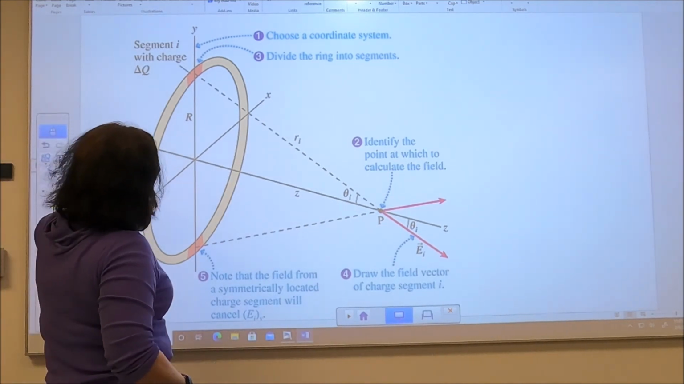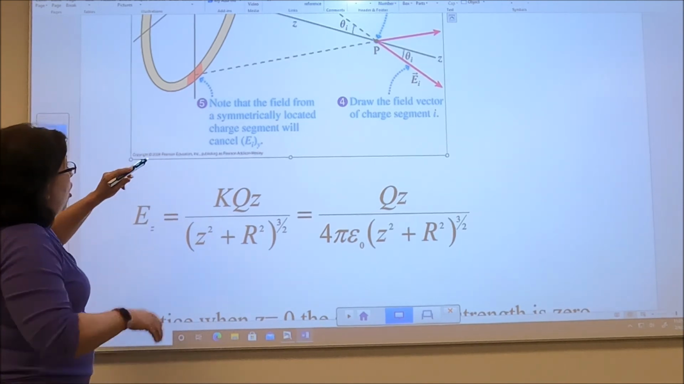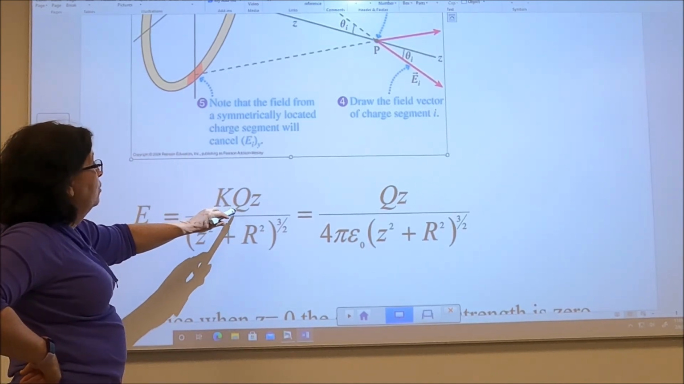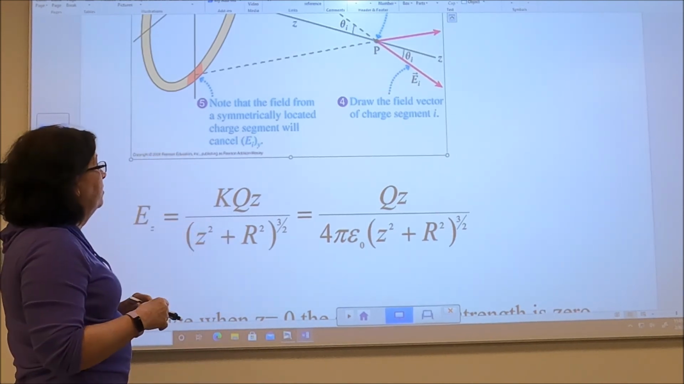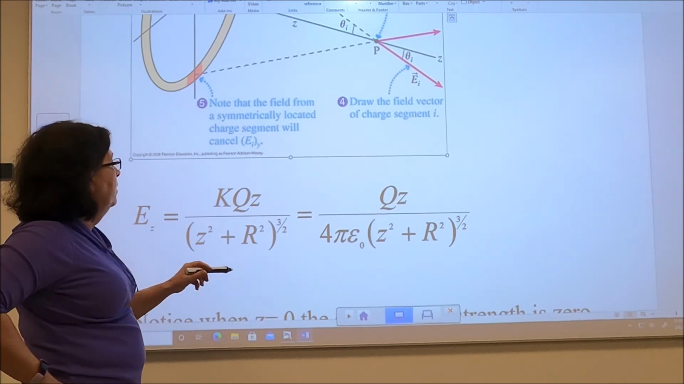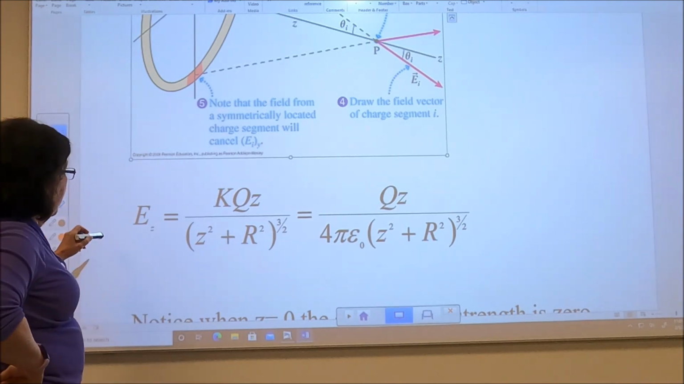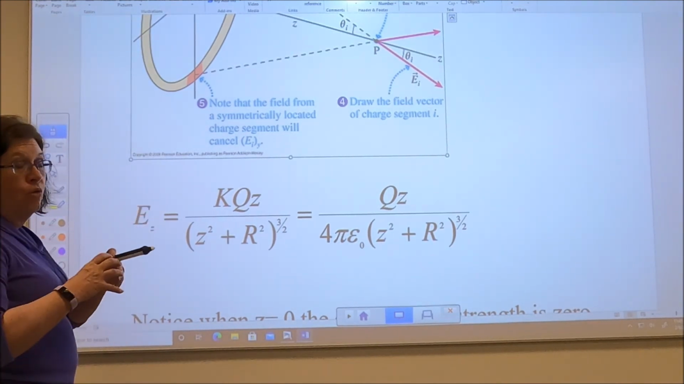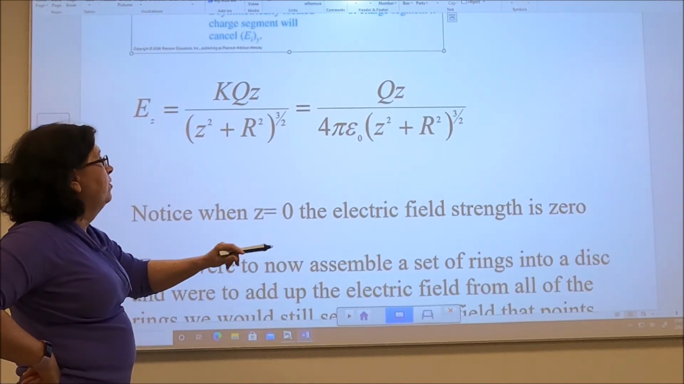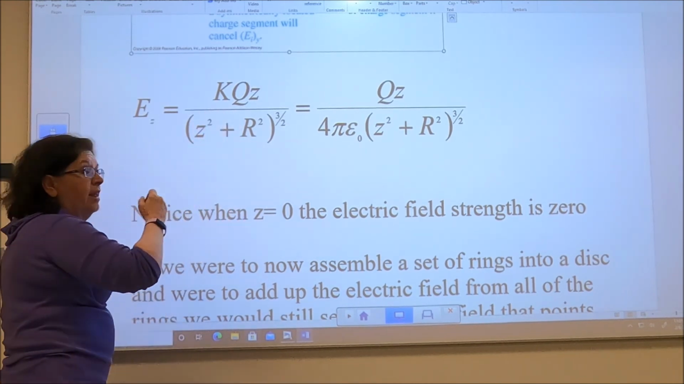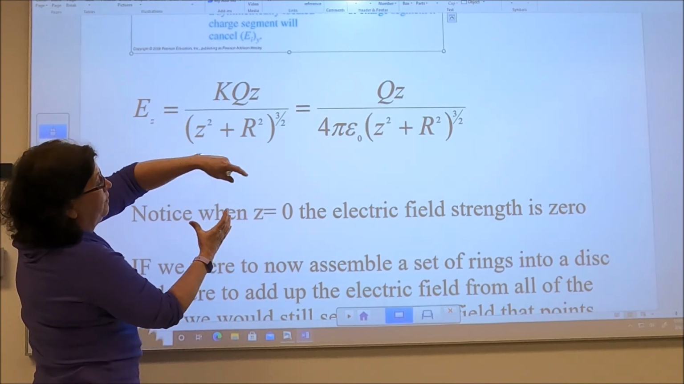Now, if I did this for each segment, the electric field caused by just that ring is K Q z over z squared plus R squared, where R is the radius of that ring, to the 3/2 power. Now, we're going to add all of those rings up. And I want you to notice when z is 0, the electric field is 0, because if you were looking inside the ring, that point in the middle, everything's going to cancel out.